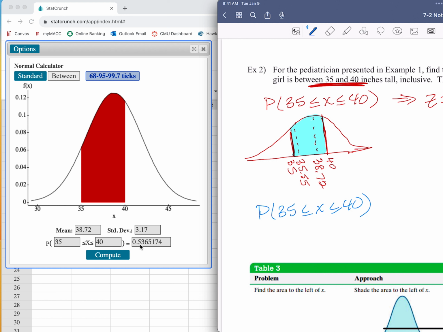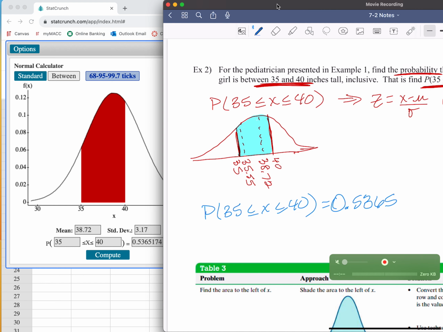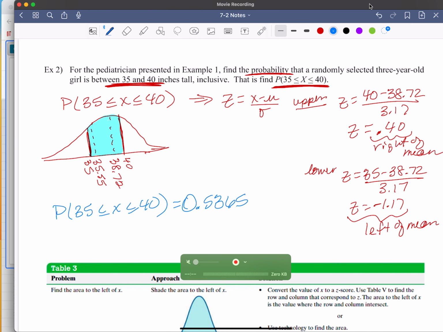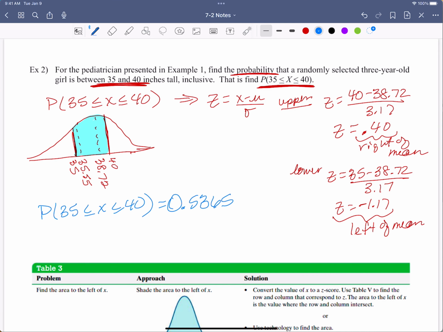So our proportion, we're going out to four decimal places: 0.5365. And that is the proportion. If we were to go back to our data chart out of 1 and add all those up, it's going to be very close to that.